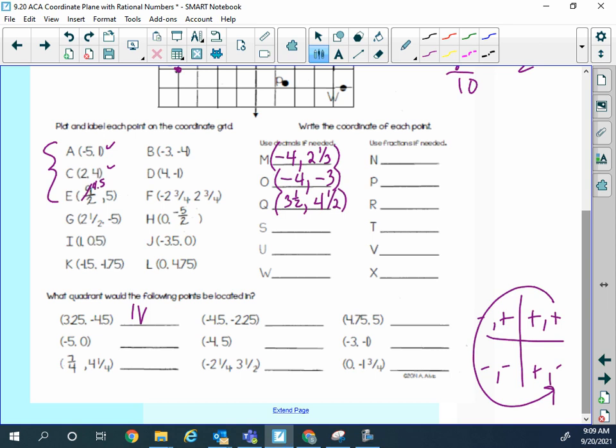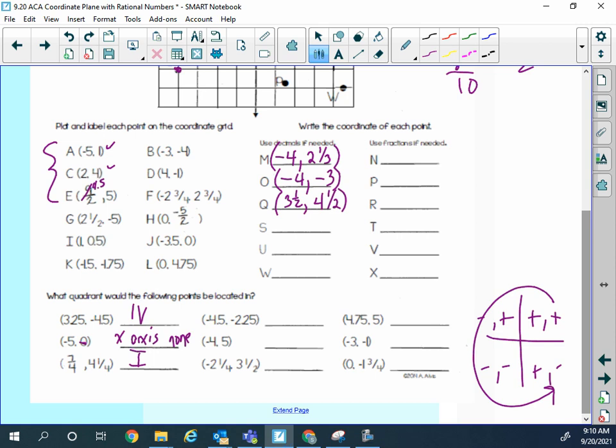Okay? How about negative 5, 0? Uh-oh. It's not a 0. So where would it be? We would go negative 5 and then stop. So that would be on the axis, or it's not in a quadrant. Okay? We'll do one more. Positive, positive. Where's it go? Quadrant 1. Okay?